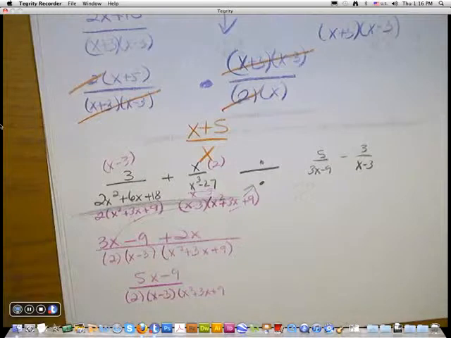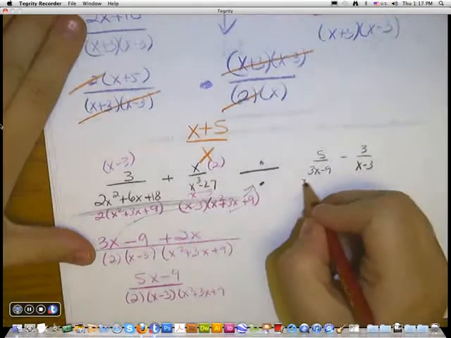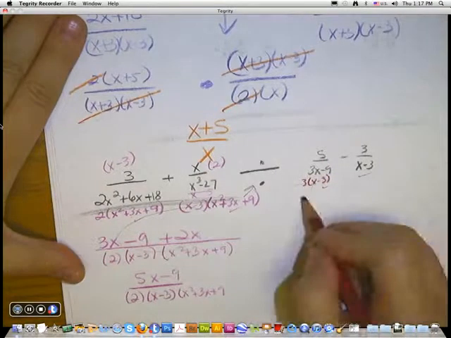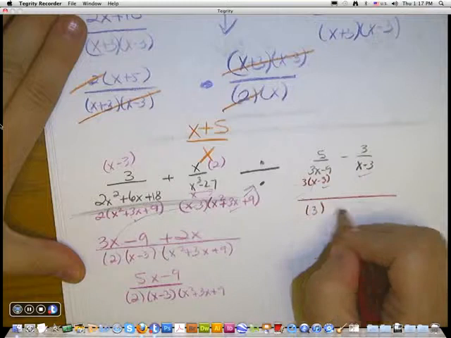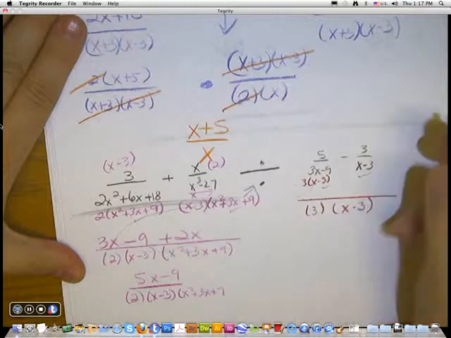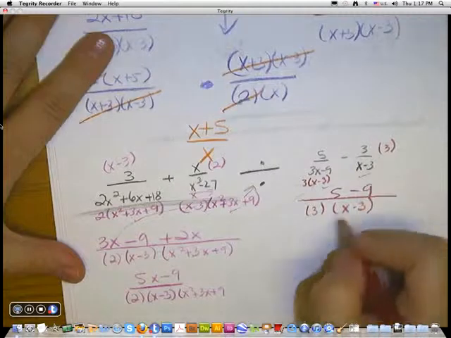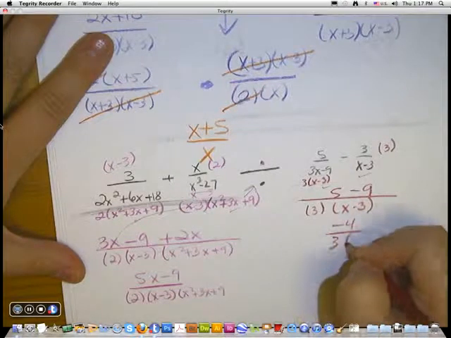Now on the right-hand side, if I factor out a 3, I get x minus 3. That's good. So the common denominator is 3 and x minus 3. The second one is only missing the 3. So we get 5 minus 9 for a negative 4.